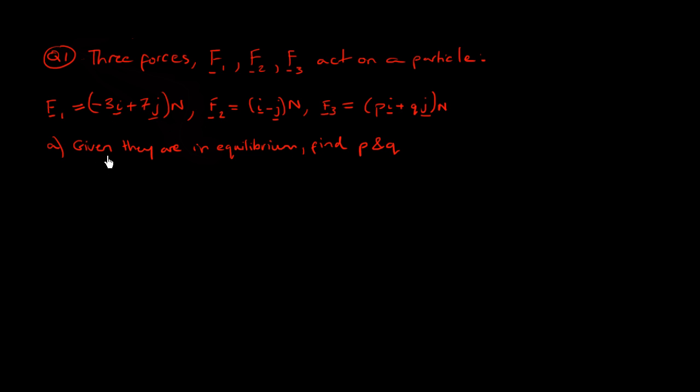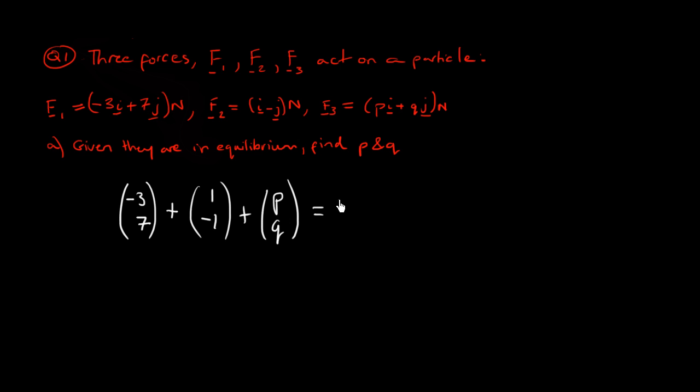I always draw vectors as column vectors because I think it's much quicker, so instead of drawing all of that, I just say minus 3 on the i component and plus 7 on the j component. So it must be true that this vector in newtons plus this other vector, which is 1, minus 1 for the second one, plus this other one, which we do not know, p and q, have to equal 0. And that comes straight from what I was saying. If it had three components with a k, then you just add a third number down here. You make the brackets longer.